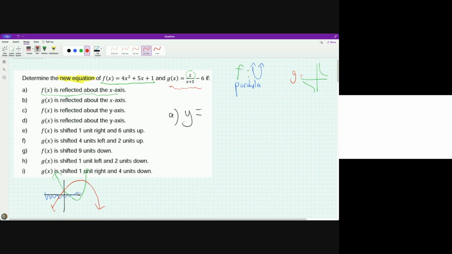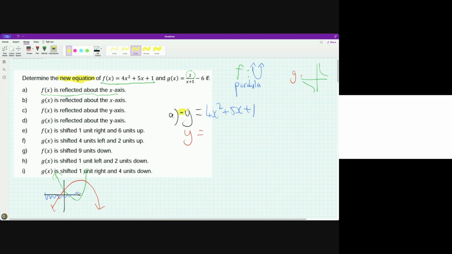If you reflect over the x-axis, what I'm remembering is you change the sign in front of the y. So this becomes minus y equals 4x squared plus 5x plus 1. So that's all you have to do. But when we write functions, we normally write it with the output variable by itself. So what am I going to do with this minus sign over here?